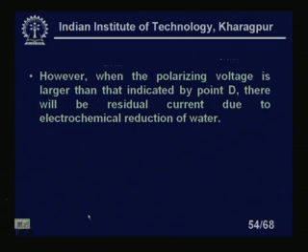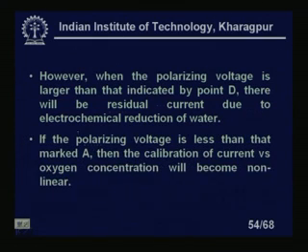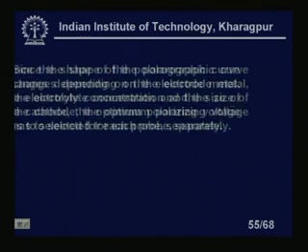However, when the polarizing voltage is larger than that indicated by the point D, there will be residual current due to electrochemical reduction of water. If the polarizing voltage is less than that marked A, then the calibration of the current versus oxygen concentration will become nonlinear. Again, it is nonlinear region. So, if you come to the plateau region only, that is our desire. So, that is the reason we have marked between B and C. It remains in the plateau region, so it depends only on the concentration of oxygen or the partial pressure of oxygen.